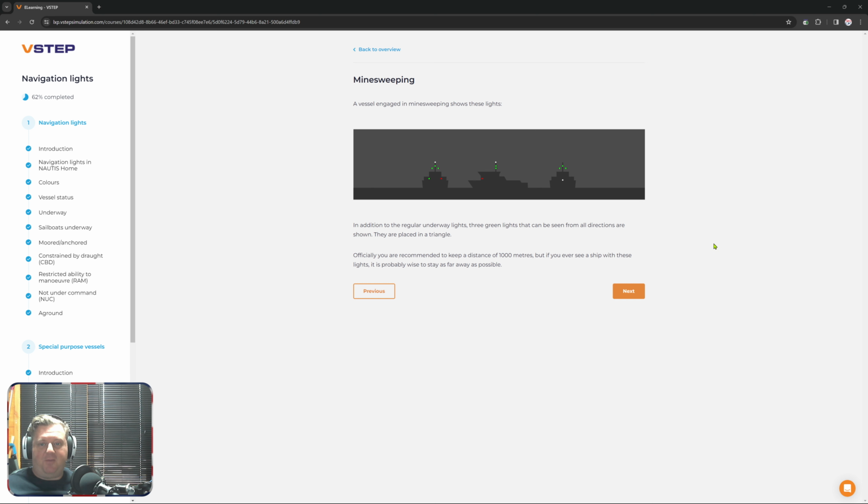Minesweeping. A vessel engaged in minesweeping shows these lights. In addition to the regular underway lights, the 3 green lights that can be seen from all directions are shown. They are placed in a triangle. Officially, you are recommended to keep a distance of 1,000 meters, but if you ever see a ship with these lights, it's probably wise to stay as far away as possible. I agree.